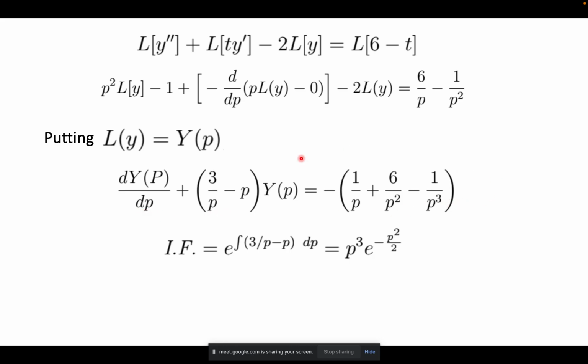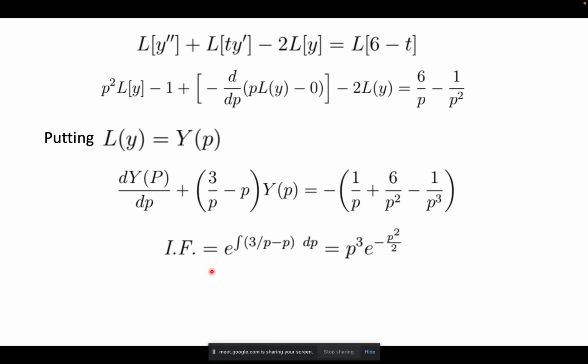And now if you can identify which equation this is, it is a first order linear differential equation, right? So you know how to solve a linear differential equation. What you do in that case is first find the integrating factor. The integrating factor here will be e power the integration of the coefficient, 3 upon p minus p, dp. Solving this, the integrating factor is p cube times e power minus p square by 2.